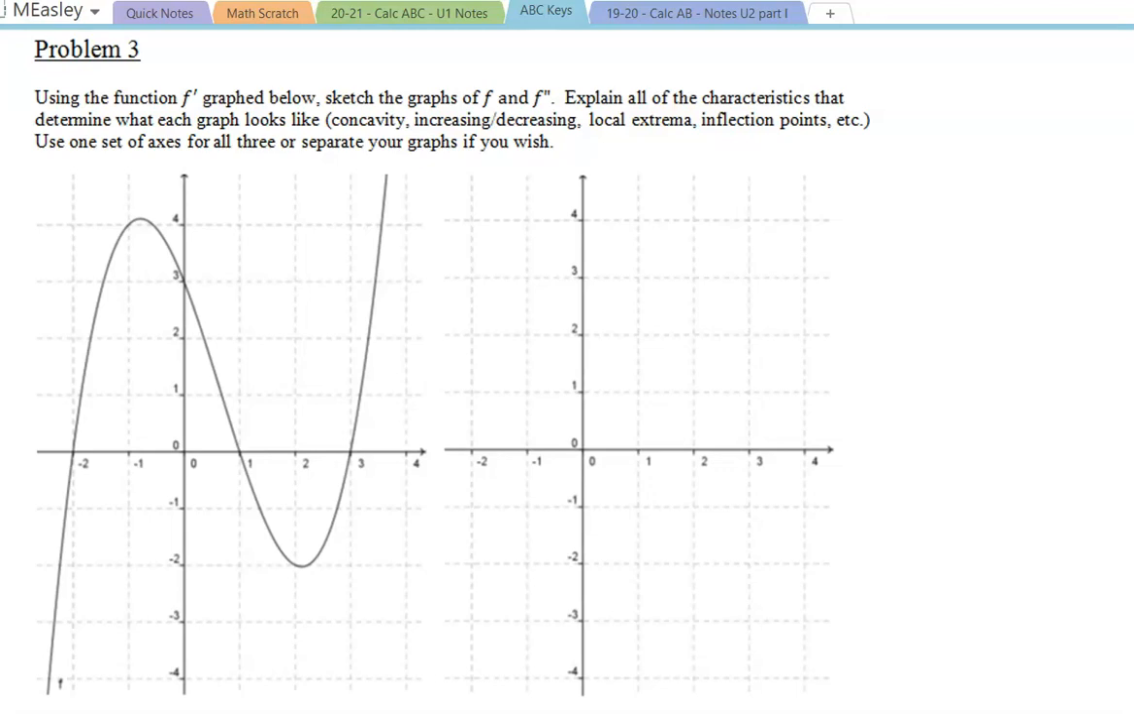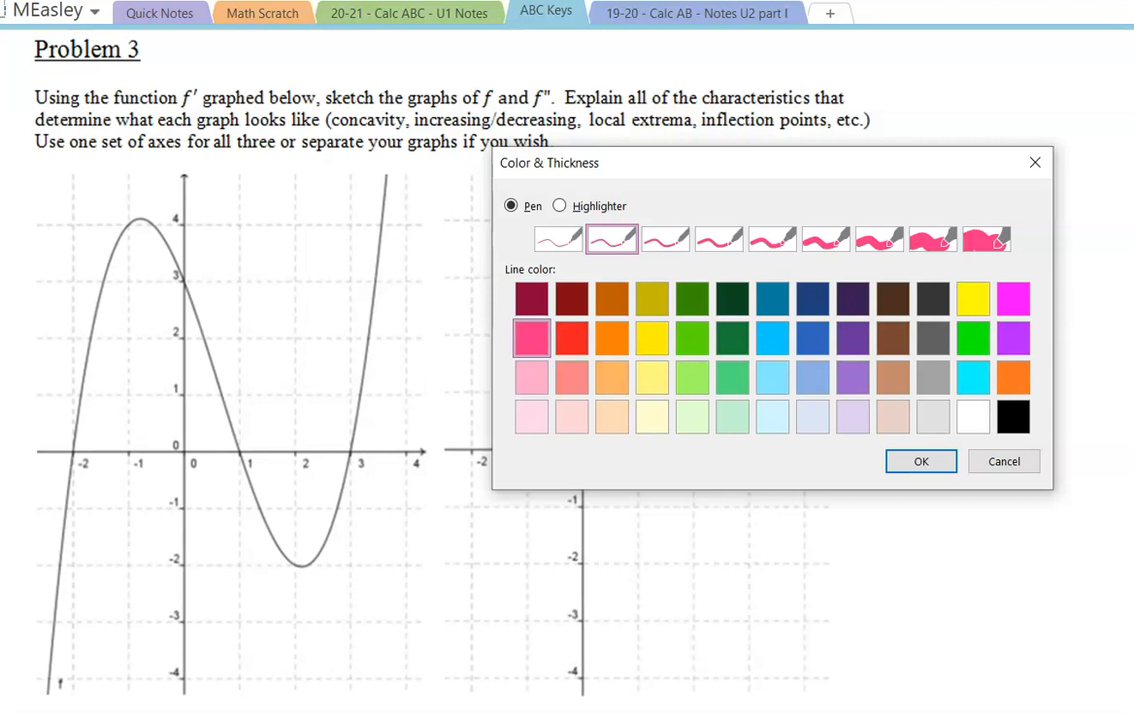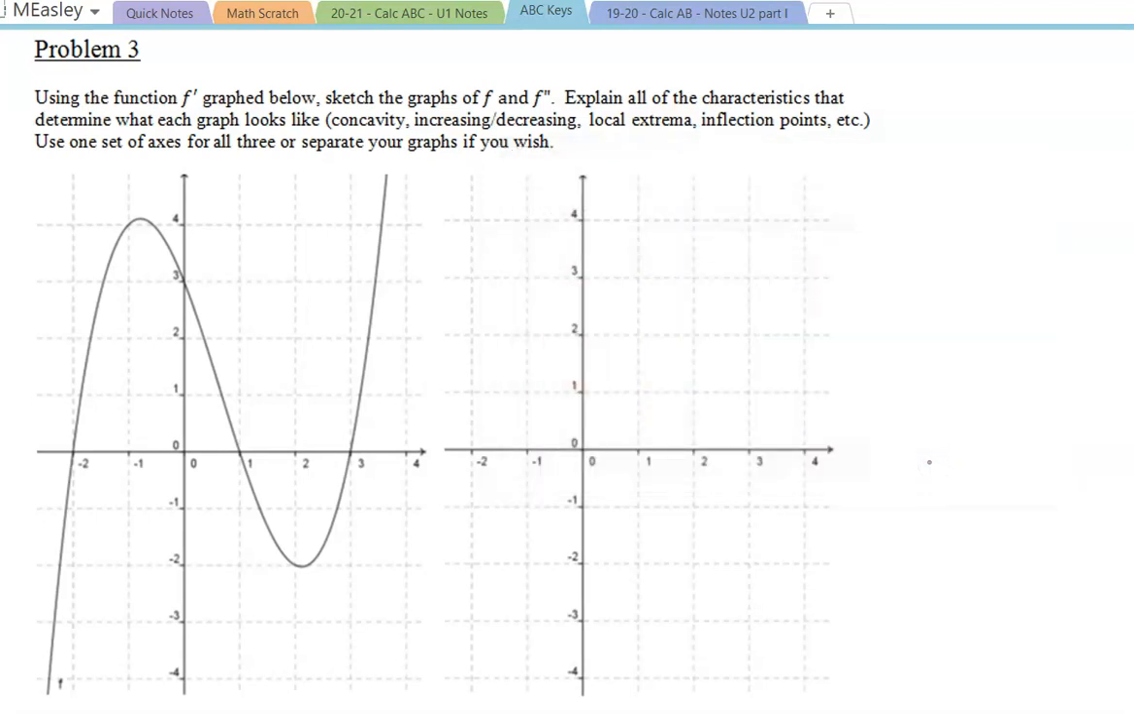Problem 3 is another one similar to the last thing that we did on the previous question. We are given the graph of f prime and we want to sketch the graphs of f and f double prime. So we're going to start by sketching f double prime because when we have a graph it is easier to sketch the derivative of that graph than it is to sketch the graph whose derivative is present, which is actually called the antiderivative.